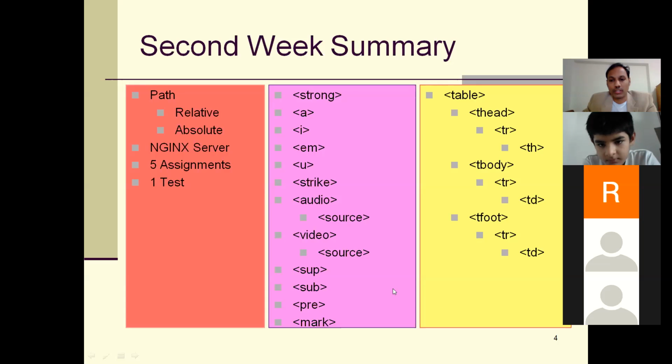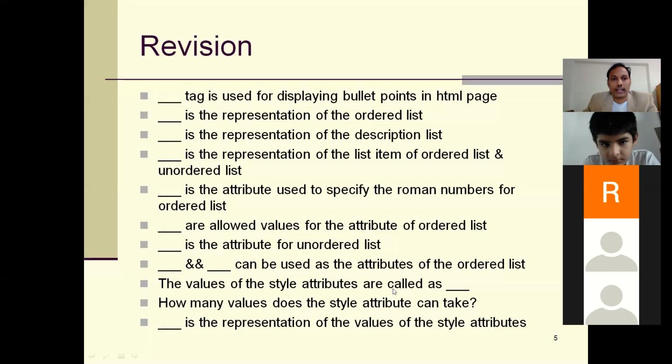Now let's get into the next slide. Here comes the revision part, so what we learned so far. We'll ask one by one. First one is for Advait. Dash tag is used for displaying bullet points in an HTML page. Unordered list. Okay, good, right, Advait. Very good.